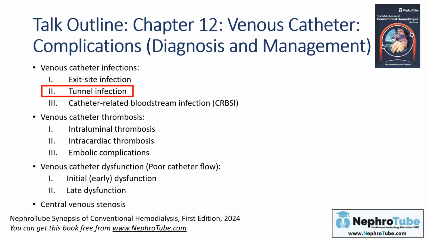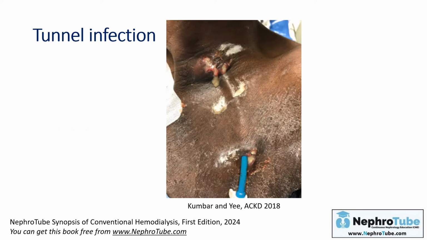Regarding the second type of infection that can occur as a complication of venous catheters, it is tunnel infection. What are the manifestations of tunnel infection? They are the same as exit site infection, but the local symptoms and signs here extend more than 2 centimeters from the exit site. This is the exit site. You can find that the tenderness, hyperemia, and induration extend to more than 2 centimeters from the exit site along the subcutaneous tunnel. How to diagnose?